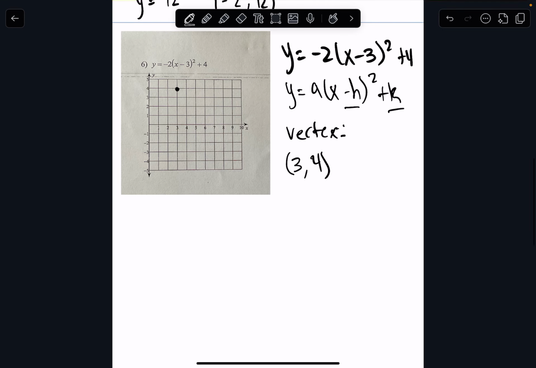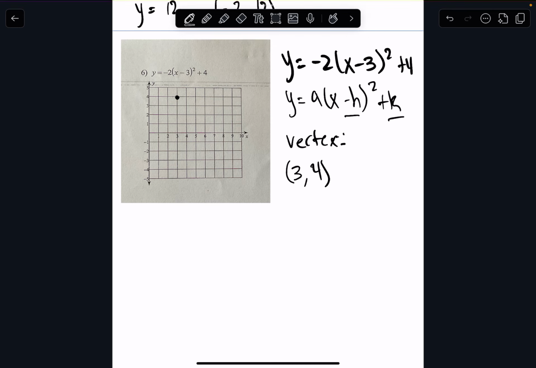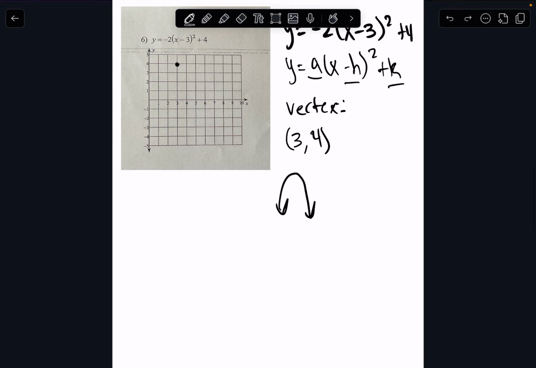Okay, so now we have our vertex. We want to look to see if our graph is smiling or frowning. To do that, we're going to look at our a value, which in our case is -2. Since -2 is a negative number, that means our graph is going to be frowning. So it's going to look something along the lines of that. Not perfectly, but you get the idea. This means that this time it is going to cross the x-axis, which means we do have x-intercepts.